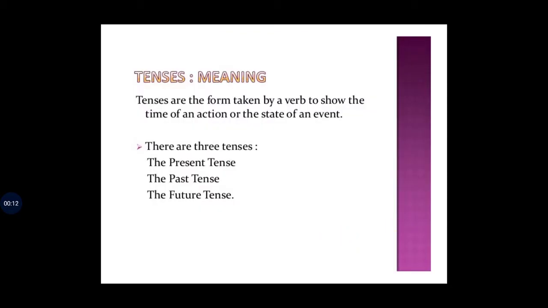See here, tenses. What's meant by tenses? Tenses are the form taken by a verb to show the time of action or the state of an event. Take for example, here you can see there are three types of tenses. First one is present tense, second one is past tense, third one is future tense. Let's see in detail now.